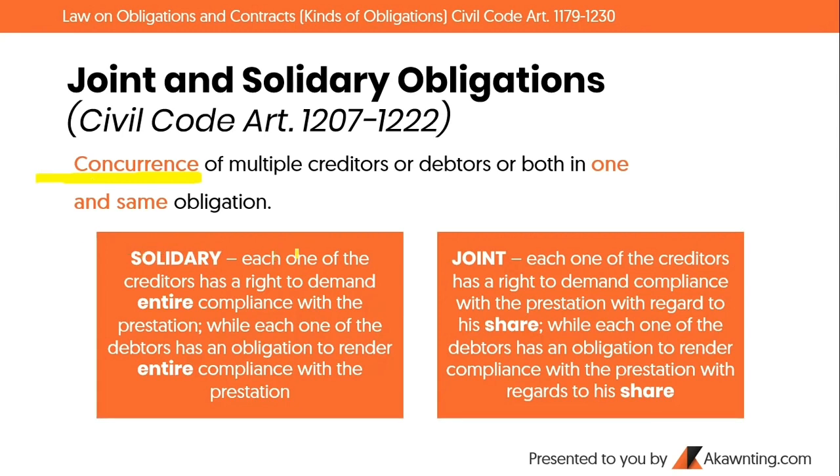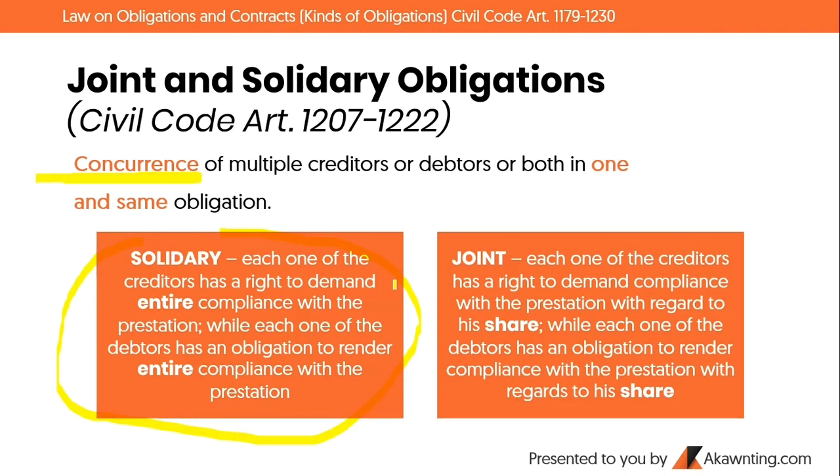Okay. So, anong pagkakaiba ng solidary at joint? Unahin muna natin yung solidary. Pag sinabing solidary, each one of them or each one of the creditors has a right to demand the entire compliance with the prestation, while each one of the debtors has an obligation to render entire compliance with the prestation. Okay? So, kanina, yung example natin, 1 million na utang. What if merong tatlong creditors? Creditor A, B, and C. Lahat sila merong silang right. Any one of them has the right to collect the entire obligation, which is the entire 1 million.